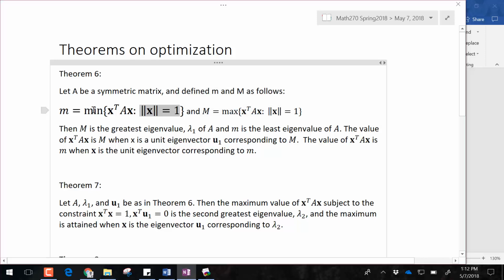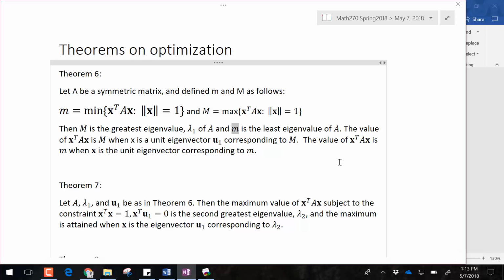And so the minimum is going to be the minimum value that you get from your quadratic form, and then the maximum would be the maximum value that you get for your quadratic form. Both of them given that you're within that constraint, that you have a unit vector. So M, the maximum value, is actually going to be your eigenvalue. It turns out to be your greatest eigenvalue. And then the minimum turns out to be your least eigenvalue. Okay, so that's the first theorem.